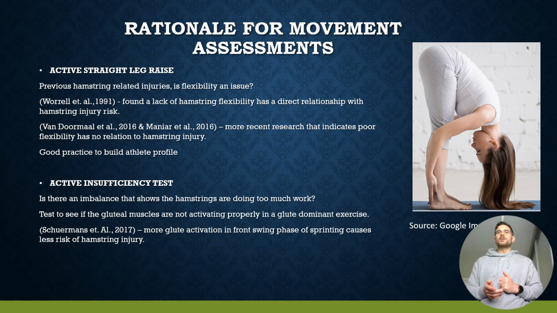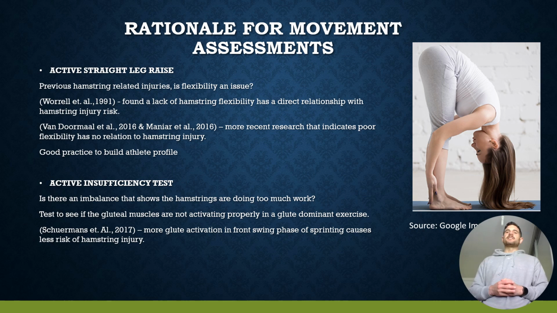Historical research from Worrell and colleagues in 1991 concluded that a lack of flexibility in the hamstring is an indication of injury risk in athletes. However, more up-to-date research such as that from Van Durmel and colleagues and Monair and colleagues, both published in 2016, argued that hamstring flexibility doesn't relate to hamstring injury. Taking all this into account, we believe that testing for hamstring flexibility is still good practice and helps to build a picture of the athlete's capabilities in the targeted area.